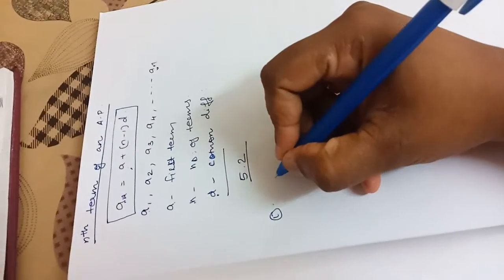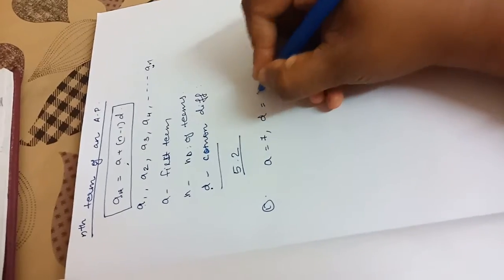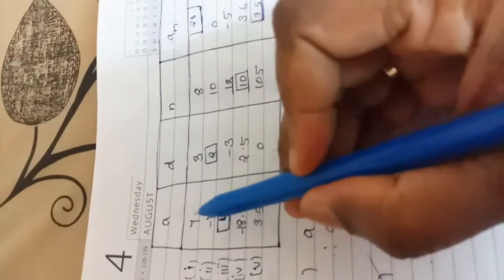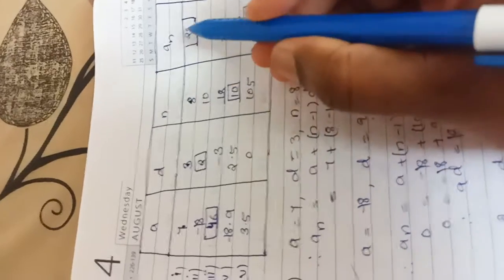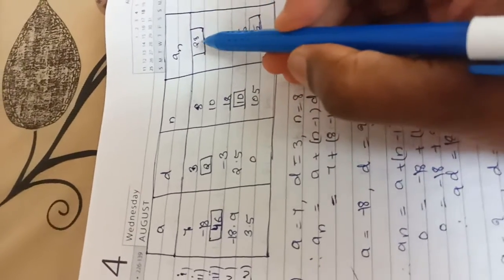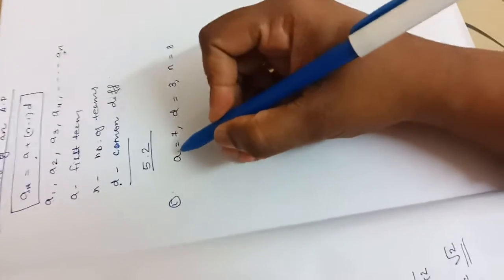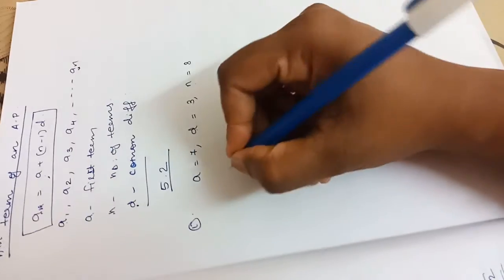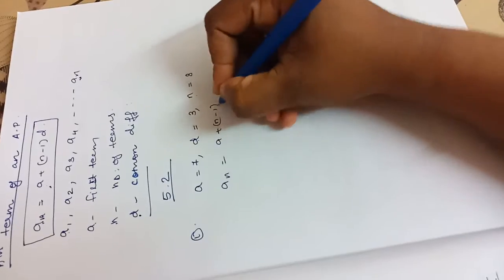First one. In the first case, checking the table, you get a is equal to 7, d is equal to 3, n is equal to 8. This one you have to find. In your textbook, the value of An is not given, so you have to find the value of An. So a given, d given, n given, you have to find An. What is the equation for finding An? a plus (n minus 1) into d.